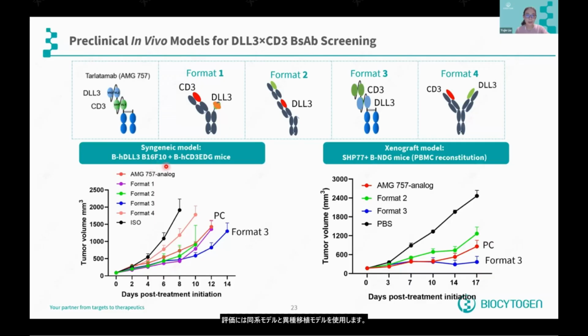We use a syngeneic model and the xenograft model for the evaluation. For the syngeneic model, we use DLL3 humanized B16F10 cells inoculated into the EDG humanized mice. And for the xenograft model, we use PBMC reconstitution and inoculated with SHP77, which has a high expression level of DLL3.